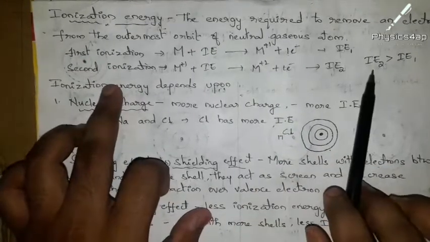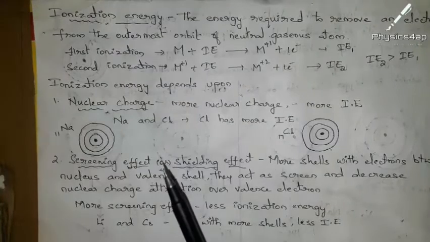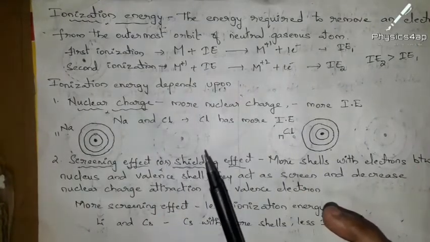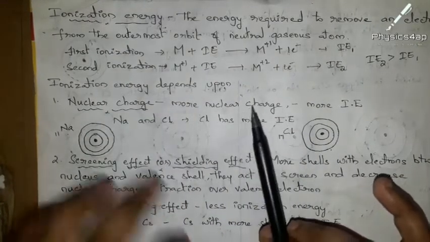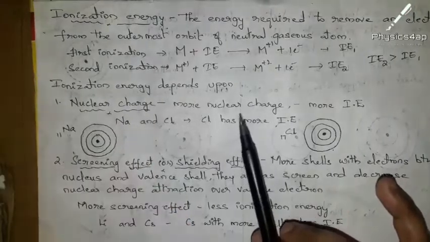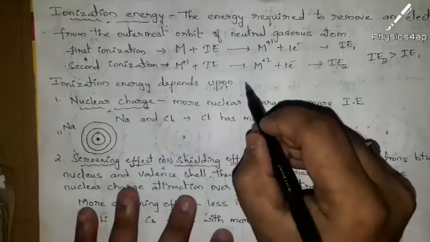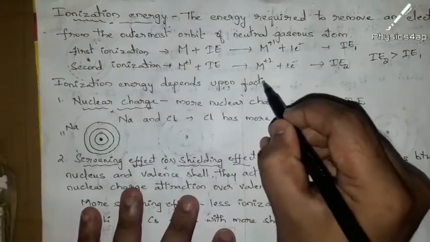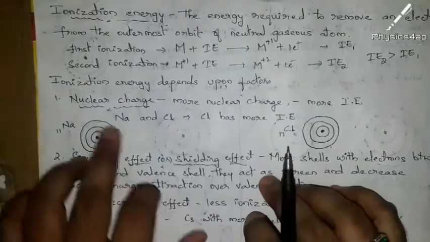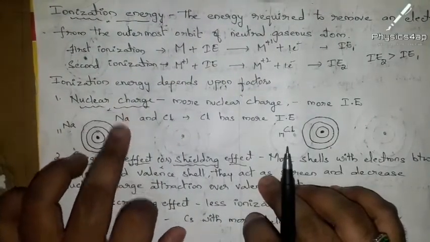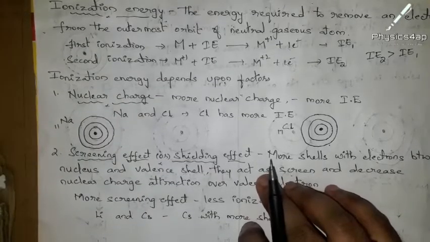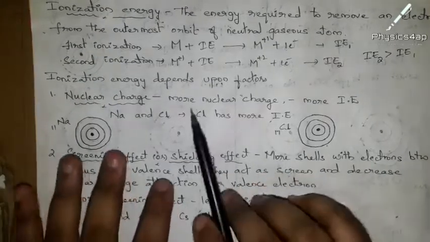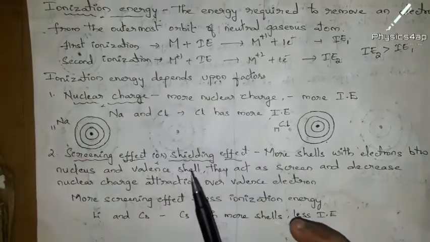Now, the ionization energy depends upon a few factors. So what are those factors? Let us see. The first one is the nuclear charge. More nuclear charge, more ionization energy. So how can we say more nuclear charge, more ionization energy? I will explain with an example.